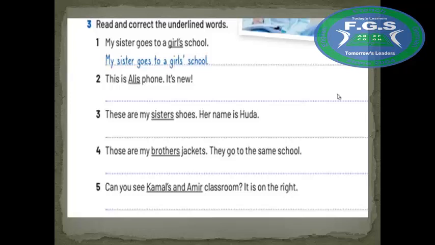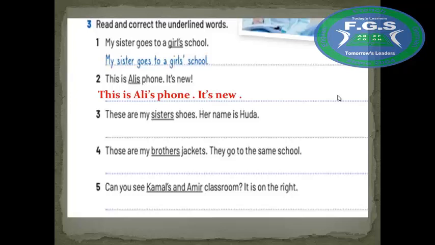This is Ali's phone. It's new. Ali here, plural noun or singular noun? No, Ali here is a singular noun. So the correct answer is, this is Ali's phone, it's new. We have to put apostrophe s to Ali because Ali is a singular noun.